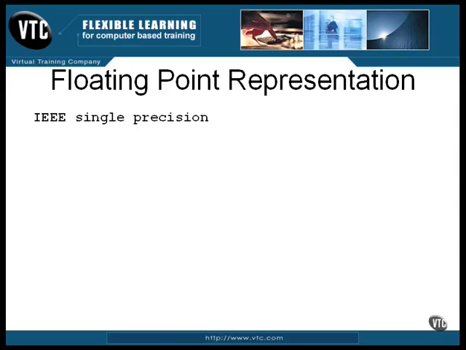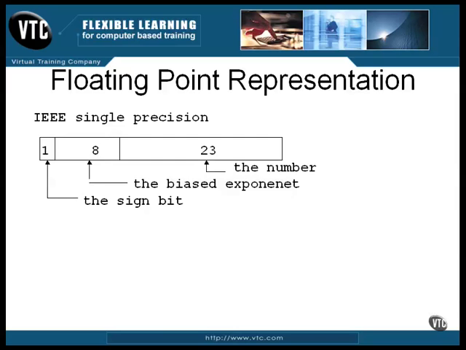The IEEE has defined two floating point number formats used by the assembler. The single precision format contains floating point numbers in 32 bits. The leading bit is the sign bit. It's set to 0 to indicate a positive number and 1 for negative. The rest of the number is not affected in any way by the sign.